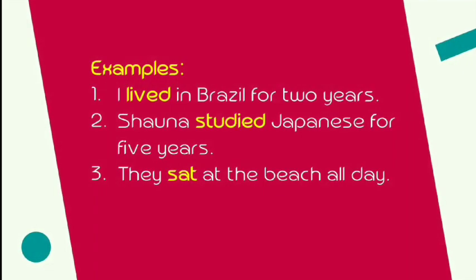Example, I lived in Brazil for 2 years. So we use the word lived because it was already 2 years that it happened. So it happened a long time ago. Then Shauna studied Japanese for 5 years. So it happened for 5 years, but remember, it was already finished. Next, they sat at the beach all day. So the word sat is the past tense of sit, and it happened all day, but again, it was finished before the present time.